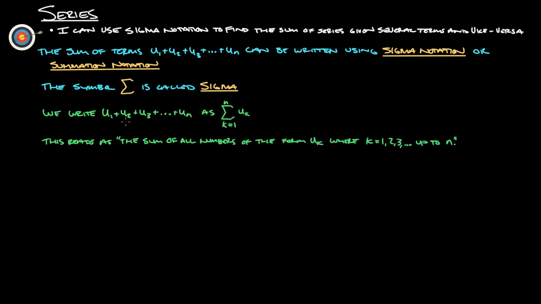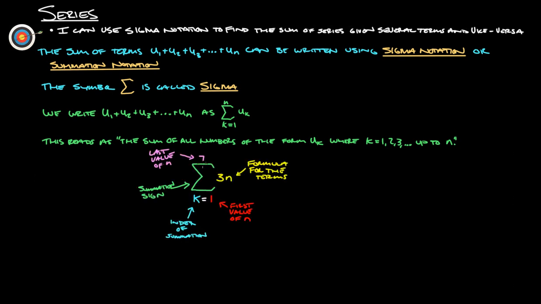We write u1 plus u2 plus u3, so forth and so on, all the way up to un as this here. We got our little sigma notation here, k equals 1 on the bottom and n on the top, and then we've got our u sub k out here. So this reads as the sum of all numbers of the form u sub k, where k equals 1, 2, 3, all the way up to whatever n ends up being. So that n is going to be the last term in the sequence.